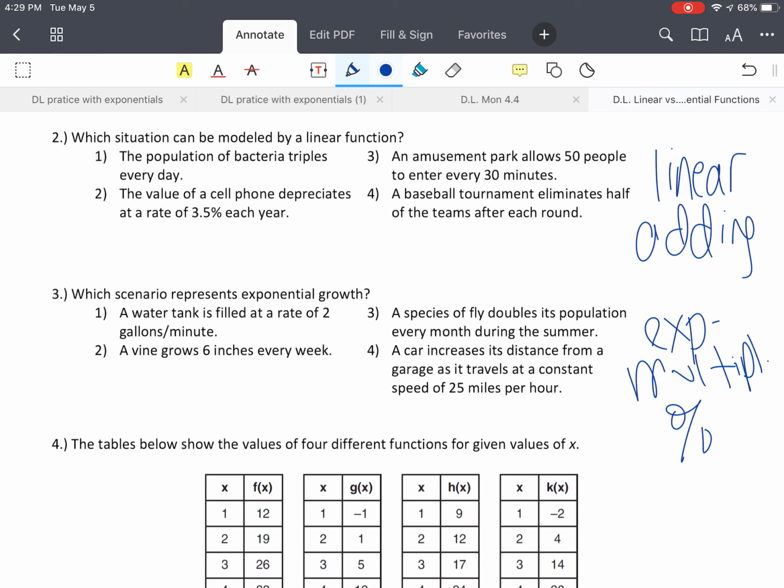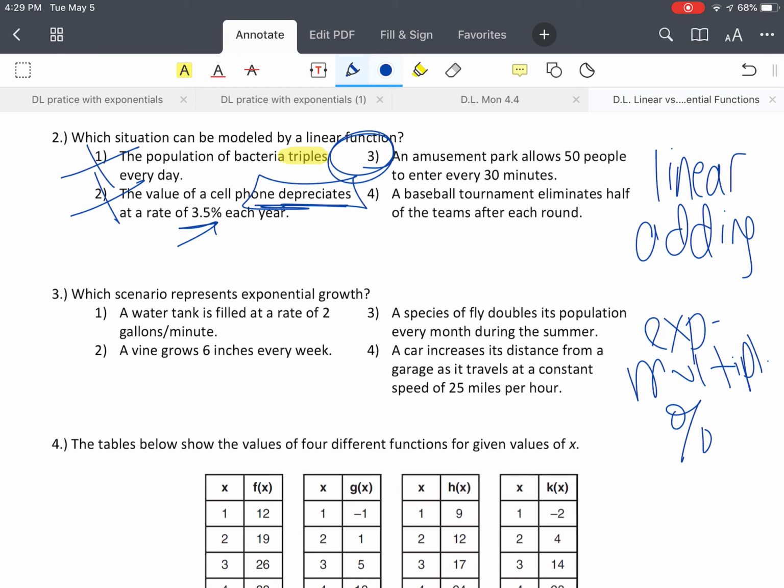Which situation can be modeled by a linear function? Okay, the population of bacteria triples every day. That triples word, that's like something doubling or tripling, that's being multiplied. That is not linear. That would be exponential. The value of a cell phone depreciates. Remember that word? At a rate of 3.5% each year. I see a percent. I know that that is exponential, not linear. An amusement park allows 50 people to enter every 30 minutes. That's going to be linear. I'm adding 50, then I'm adding 50, then I'm adding 50, and adding 50 every 30 minutes. And 4 is also exponential.